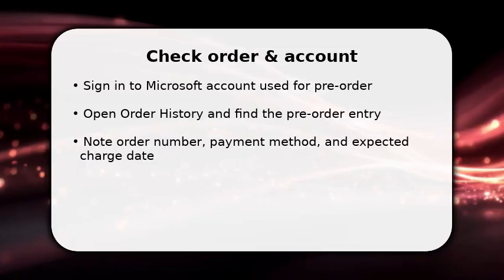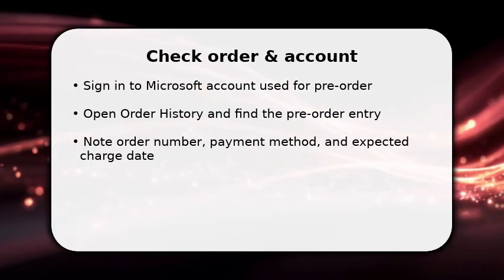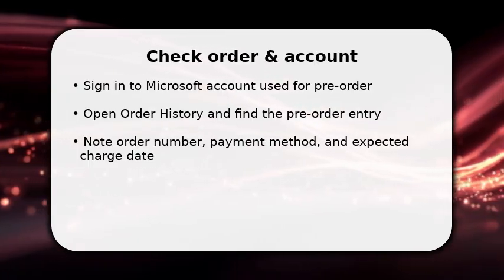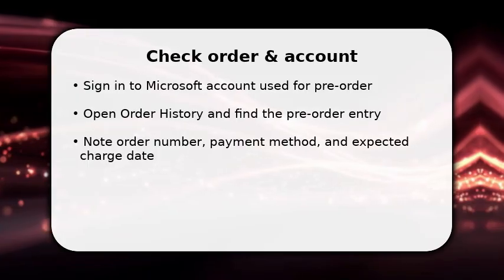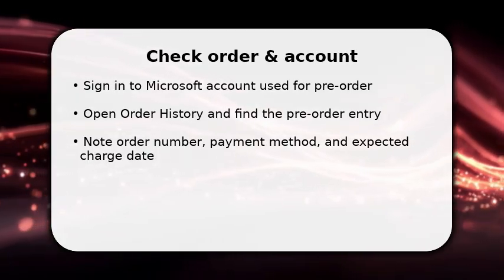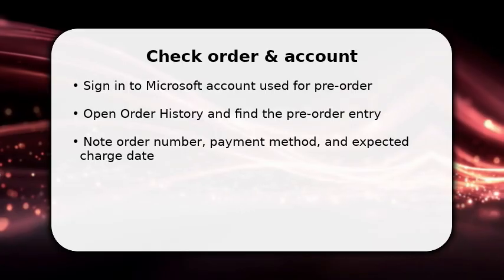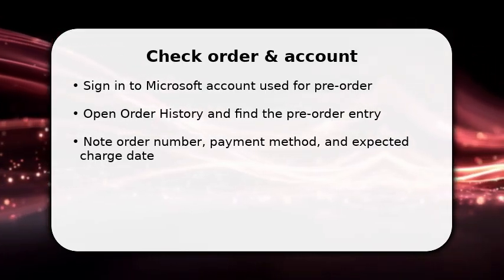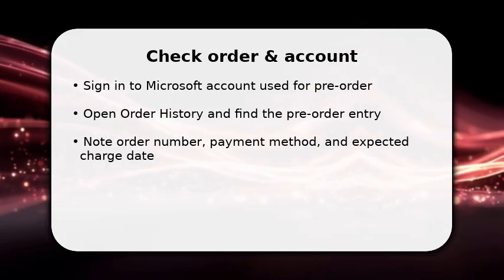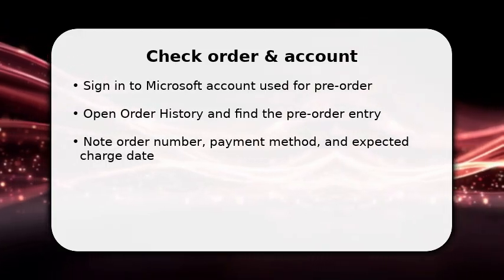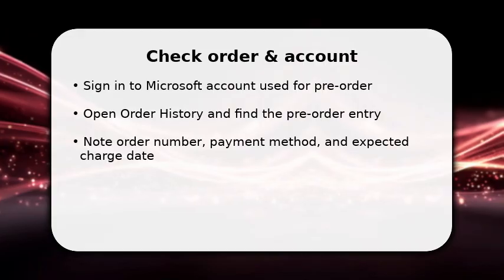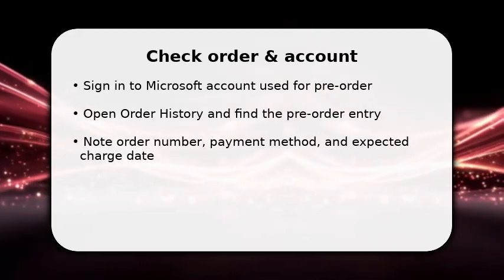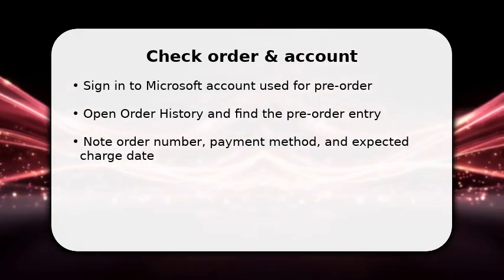You start by confirming the exact pre-order you want to cancel and why. This matters for timing and refunds. Sign into the Microsoft/Xbox account tied to the purchase, then open order history and locate that pre-order line. Once found, copy the order number and note the payment method and expected charge date so you know whether a refund is needed or the charge can be prevented before processing.